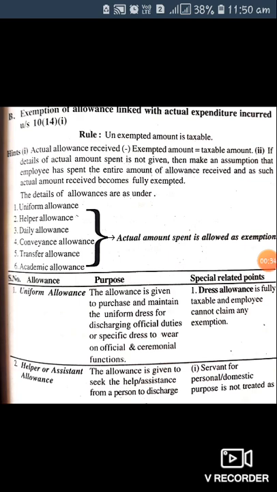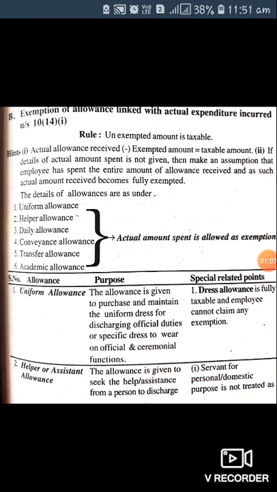So here we have some points which explain the allowance treatment from the point of view of tax. Actual allowance received minus exempted amount, so the remaining amount is the taxable amount. If the details of the actual amount spent are not given, then make an assumption that the employee spent the entire amount of allowance received, and as such the actual amount received becomes fully exempted.